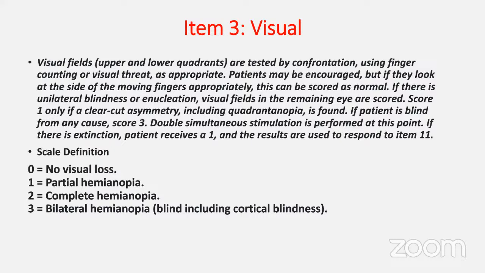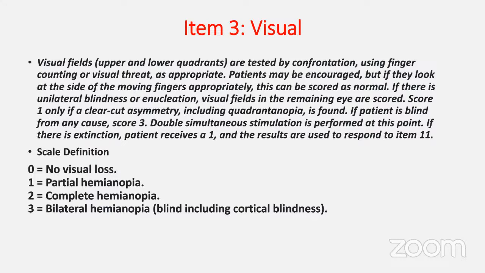If the patient is blind from any cause, score 3. Double simultaneous stimulation is performed at this point. If there is extinction, the patient receives 1 point, and the results are used to respond to item 11. We will discuss it later.